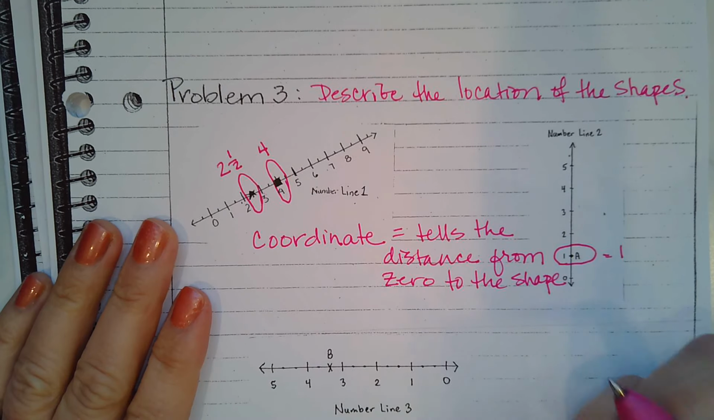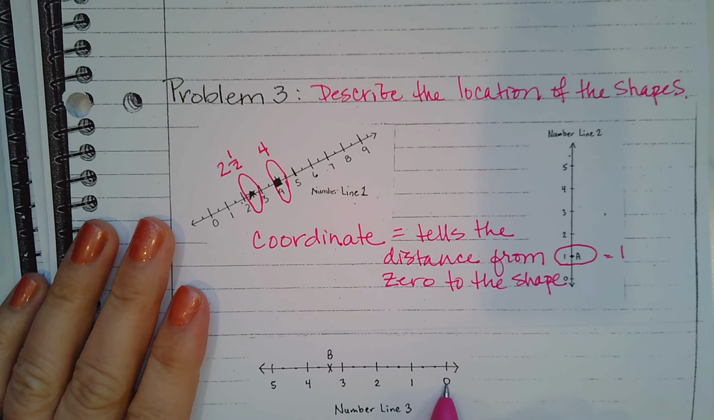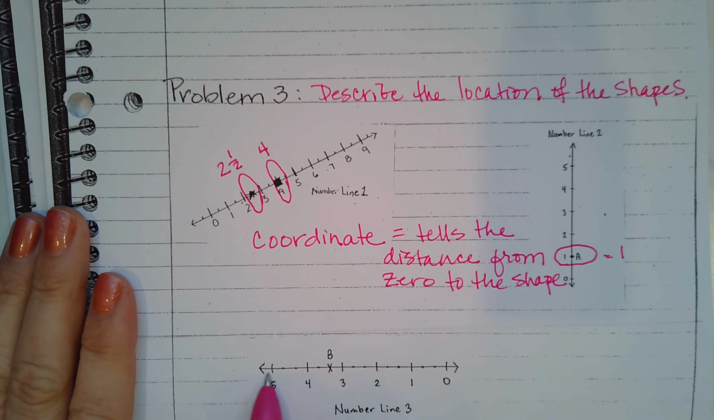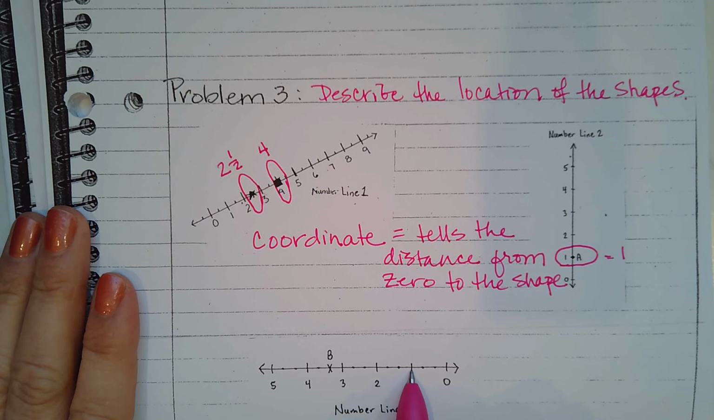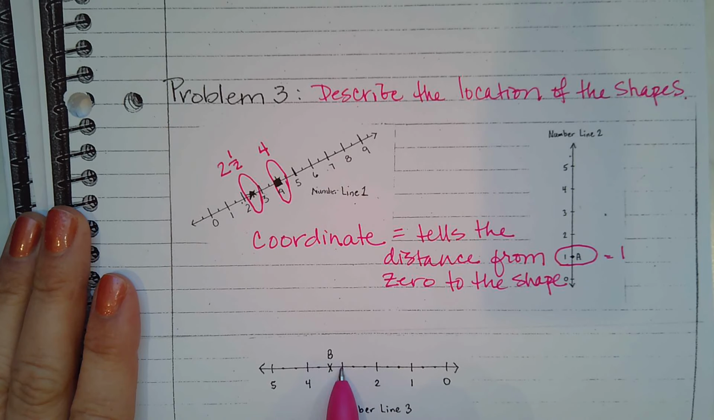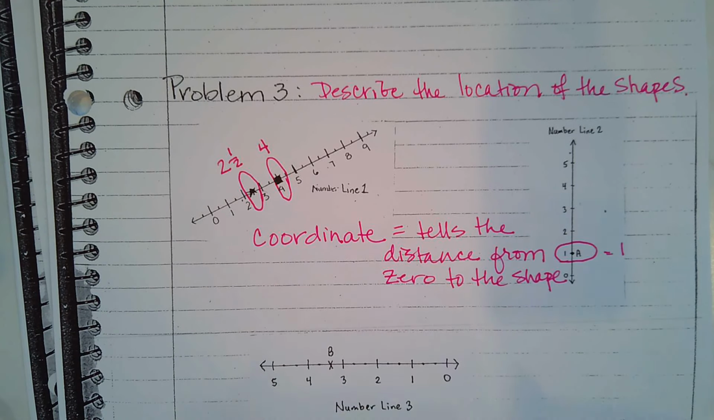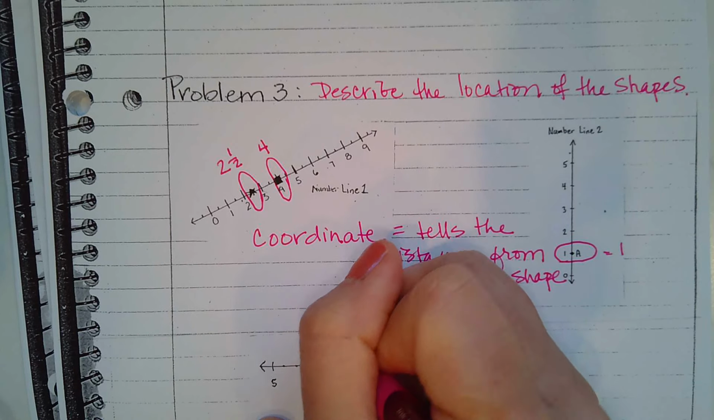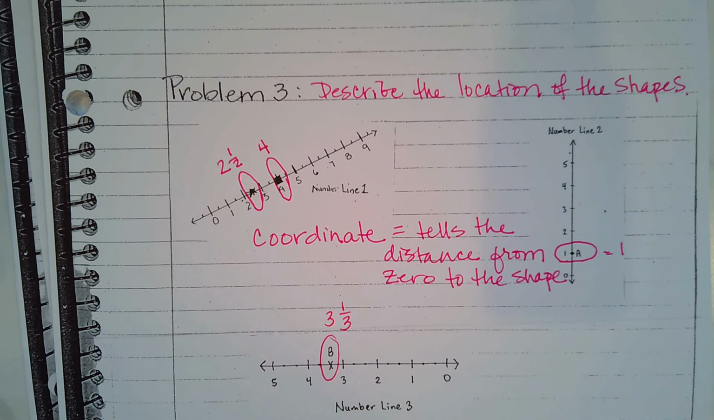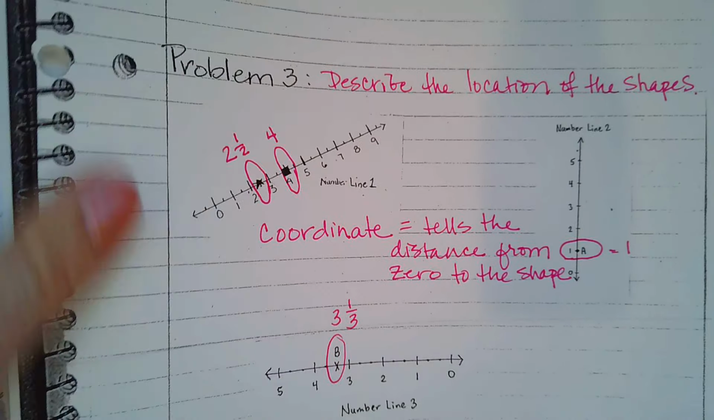All right. So on number line 2, A is equal to 1. On number line 3, the origin is down here and the line increases down here. So this is 1, 2, 3, and what? Yes, it is 3 1/3. That is its coordinate on that point.